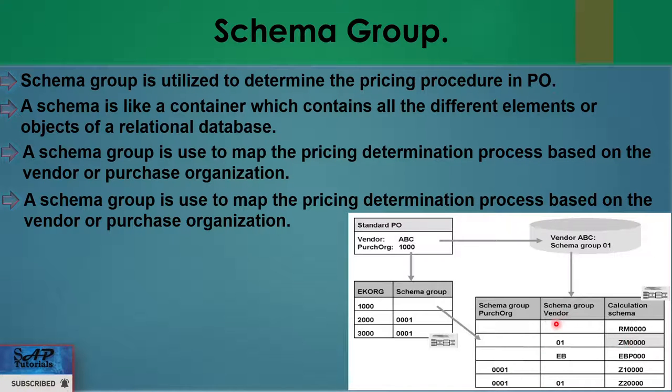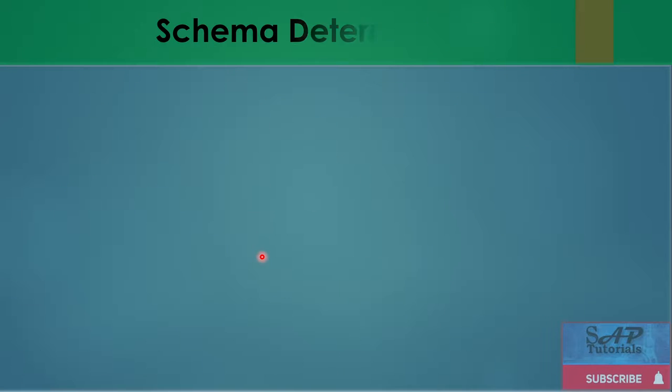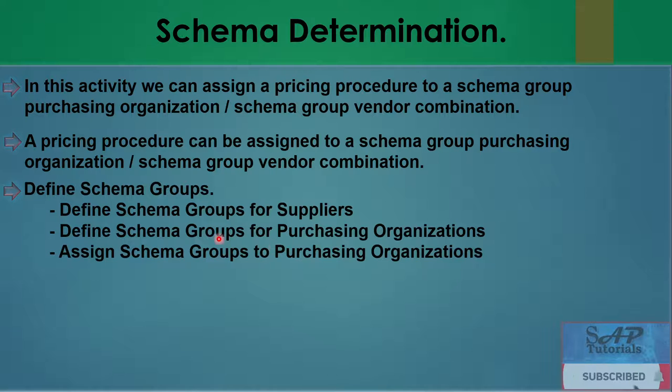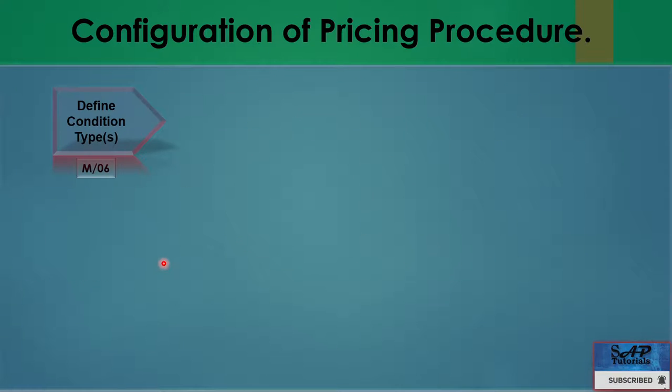If there is no schema group assigned for any of these, see the example: in this case only the purchasing organization schema is assigned, so it will consider this. In this case only the vendor schema is assigned, so it will consider this pricing procedure. If nothing is assigned, then it will consider the blank pricing procedure, so the standard pricing procedure. So this is how the schema works. Then this determination is where we assign pricing and everything together. I have already shown that. Then here we will start defining our pricing procedure.